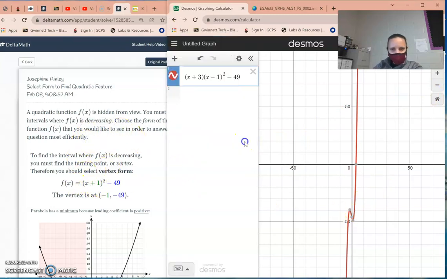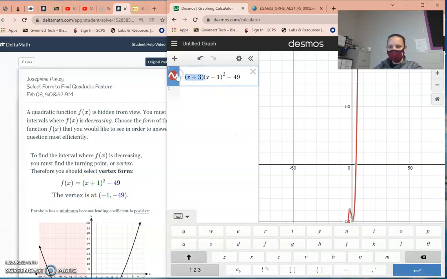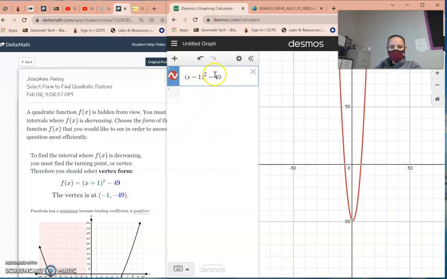All right, x plus 1 squared is because I have this x plus 3. All right, perfect. So when is it decreasing this time? Okay, so when is it decreasing?